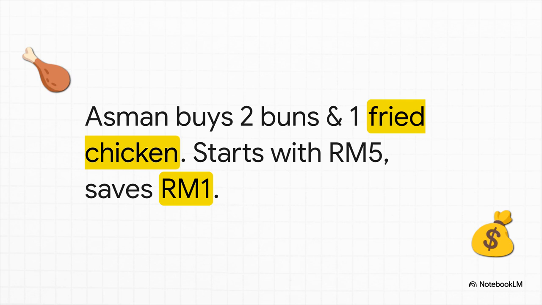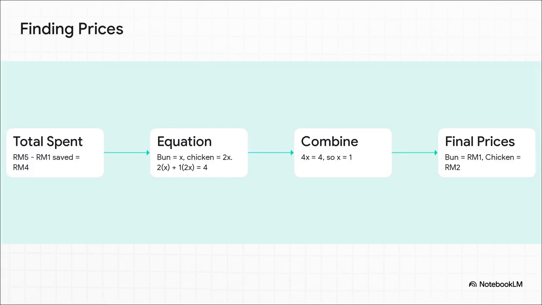I want you to think about how we can take this story, this totally everyday lunch purchase, and turn it into a mathematical formula to find out exactly how much the food costs. Here's exactly how we translate that story into variables. Step 1. If Osman started with 5 ringgit and saved 1 ringgit, he spent exactly 4 ringgit.